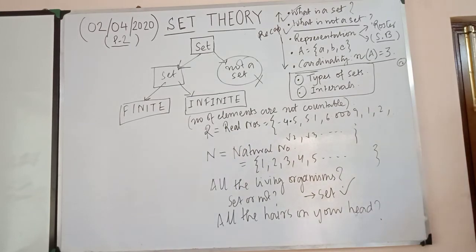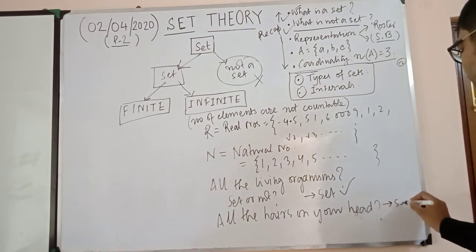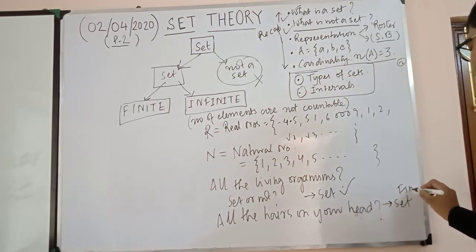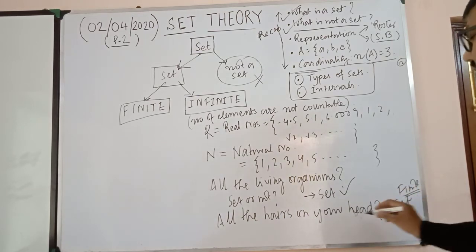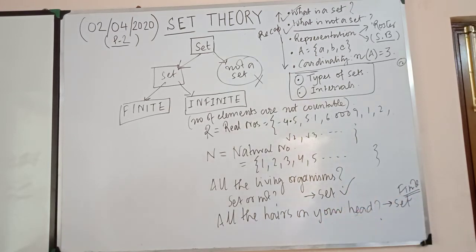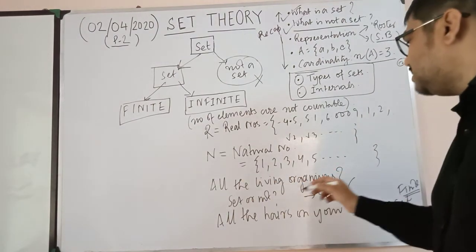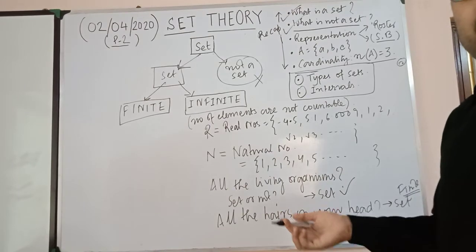All the hairs on your head. Is it a set or not? Yes. This is a set and this is a finite set. This is not something infinite, because still, see, all the hairs on your head, you can still count them. It is a very difficult task, but still you can count them. So this is also all the living organisms, this is also a finite set. It's not an infinite set.